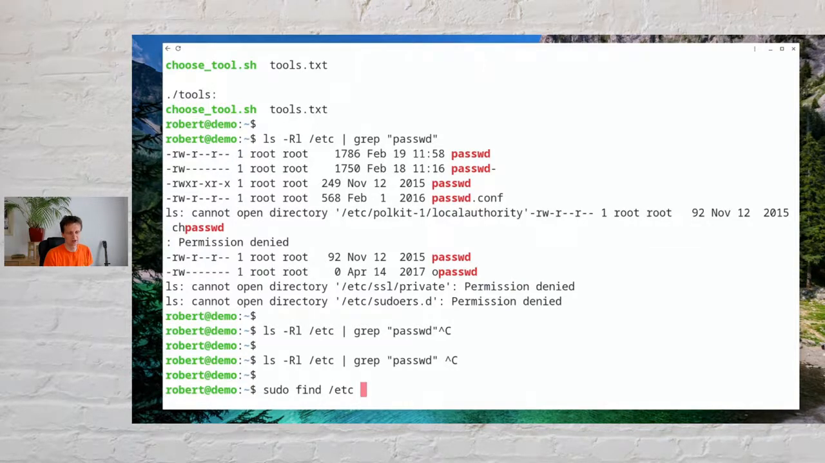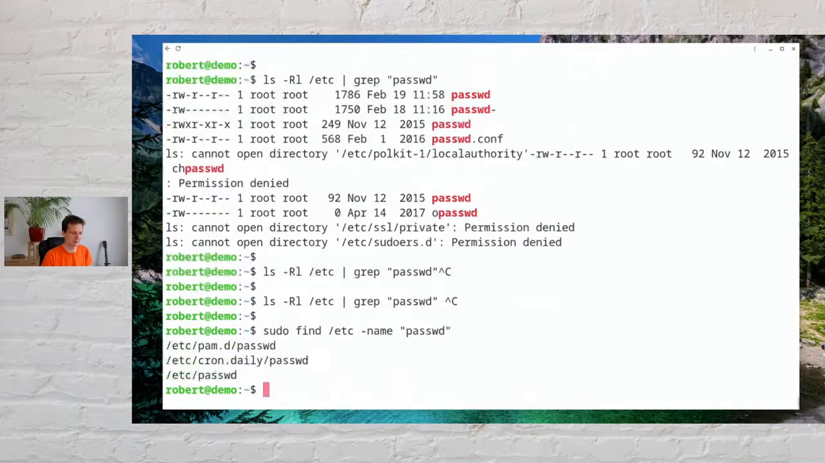I say where I want to search for files. I want to search within the etc directory, and now I say I want to search for files based on the name, and I want to see all the files with the name passwd, for instance. And now we see we have 3 files available within 3 different directories, etc pam.d, etc cron.daily, and etc directly. We have 3 files available with the name passwd.